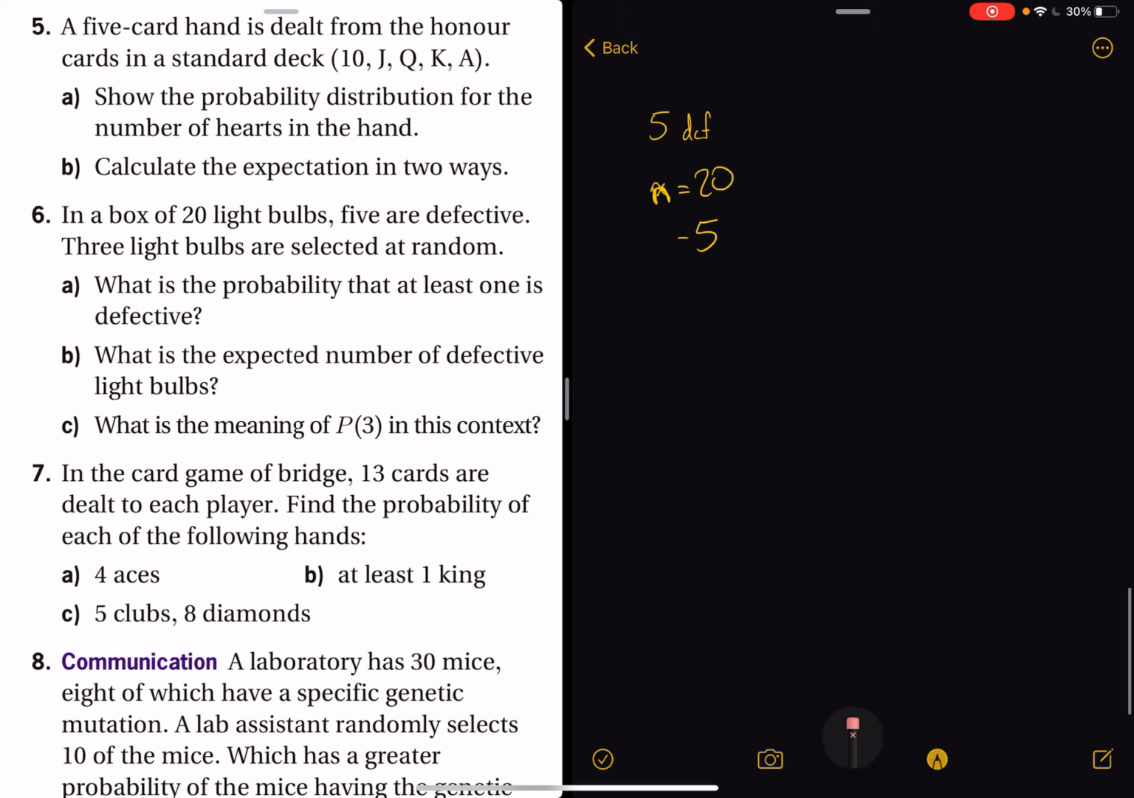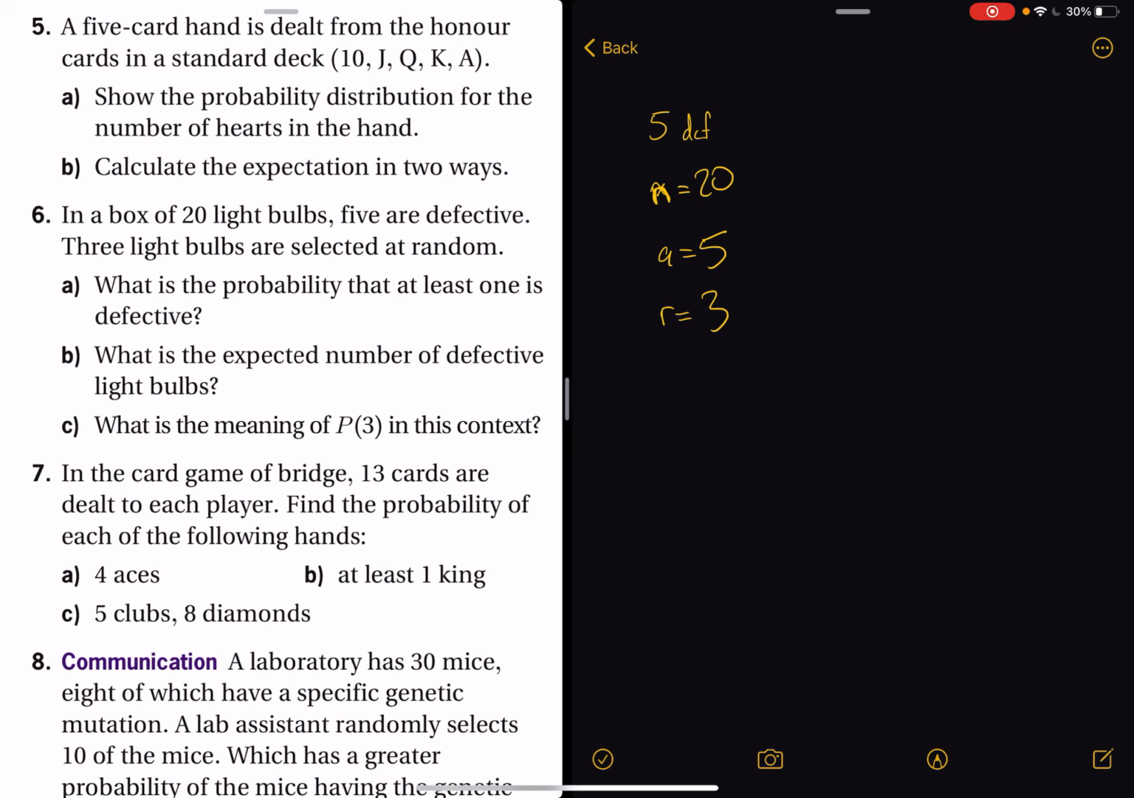No, that's right. How many possible successes are there? Well, we have, let's see. How many defects are there? 5 defects. And then how many trials? That's right. R is the number of trials. So what is the probability that at least 1 is defective?